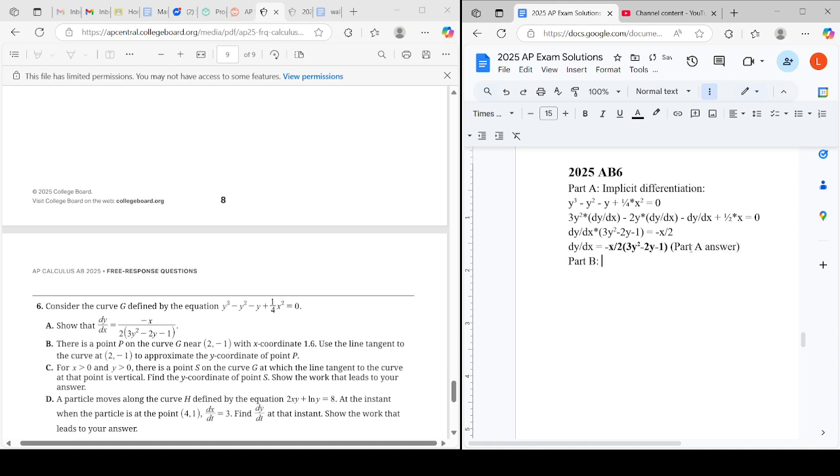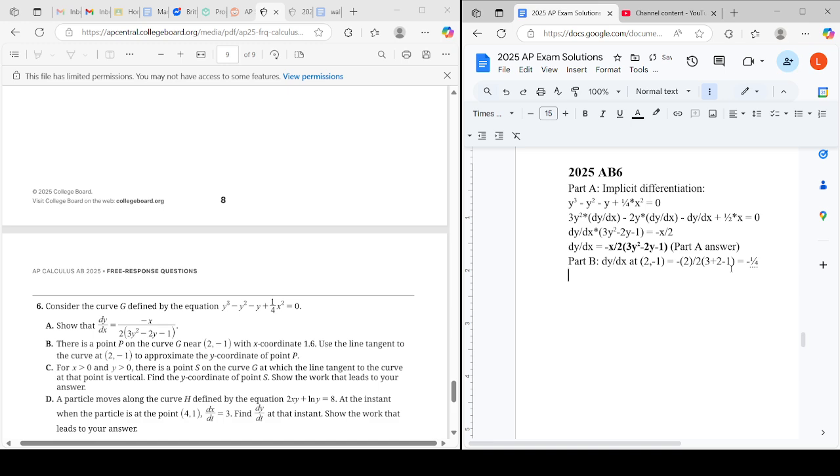In part B, we're asked to find the y coordinate of point P using an approximation on the tangent line. So first we're going to use our original dy over dx to find the slope of the tangent line. So at x equals 2, y equals negative 1, we get negative 2 over 2 times, because y is negative 1, this would be 3 plus 2 minus 1, equals negative 1 over, and then this with 3 minus 2 minus 1 would be 4. So we get negative 1 over 4, that's the slope.